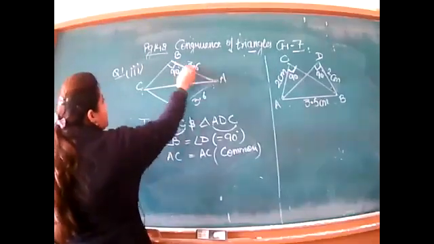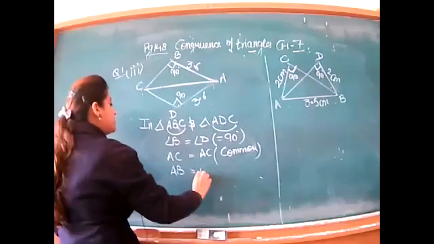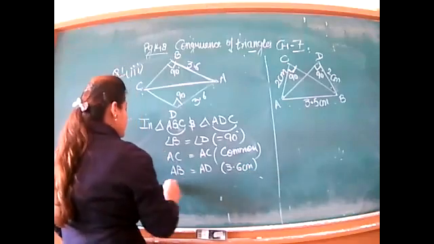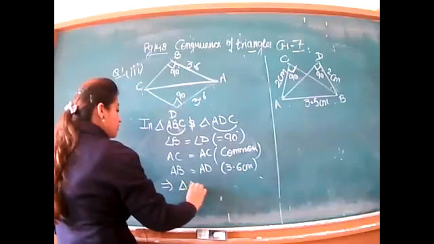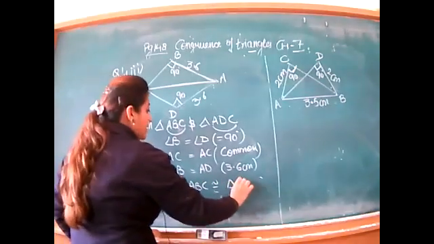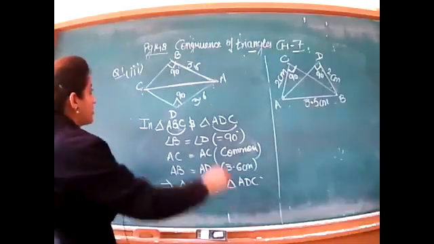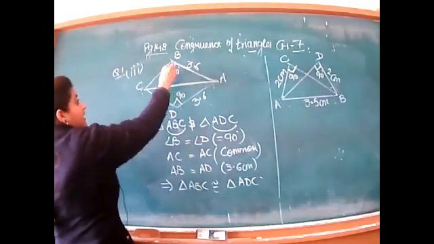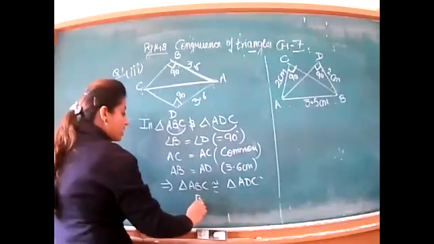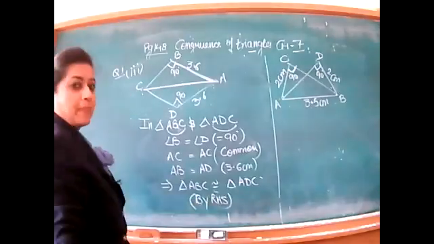Now, this AB is 3.6, here AD is 3.6. So AB is equal to AD, that is 3.6 centimeter. So this implies triangle ABC is congruent to triangle ADC by which property? Right angle, and what is opposite the right angle? Hypotenuse, and this is the another side. So by RHS, these two triangles are congruent.